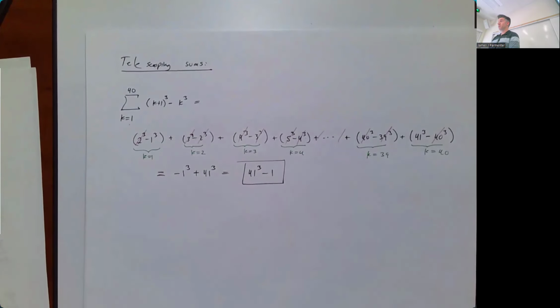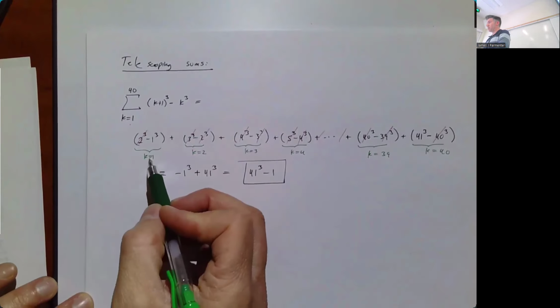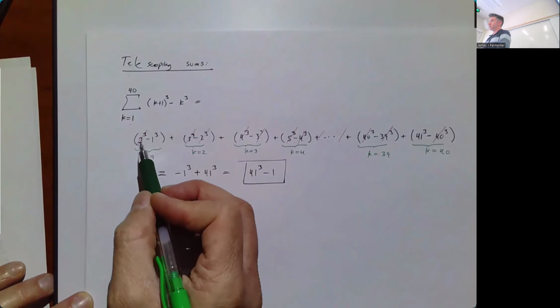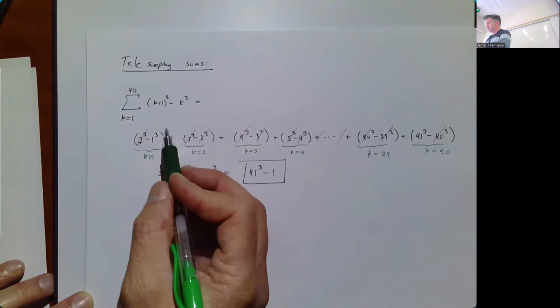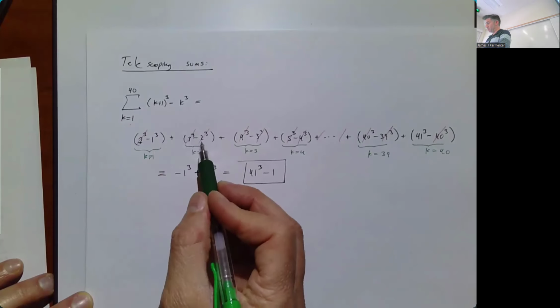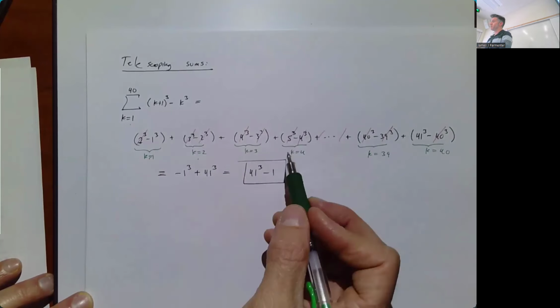So where is the k cubed? You have k plus 1 cubed. Right. And so if k is 1, 1 plus 1 cubed is 2 cubed, and k cubed is 1 cubed. If k is 2, 2 plus 1 cubed is 3 cubed, and k cubed is 2 cubed. And so on and so on and so on. Good.